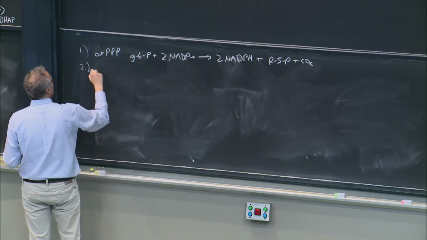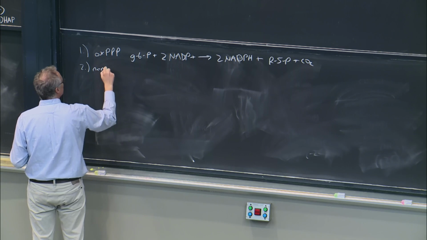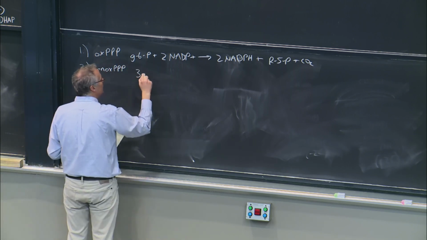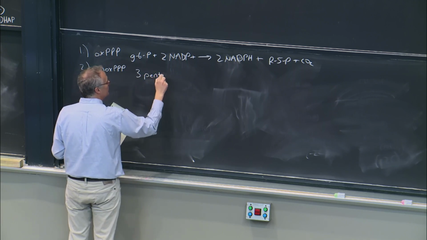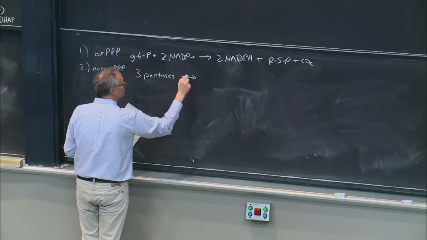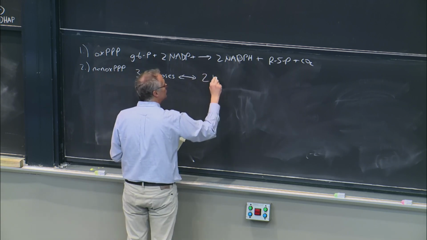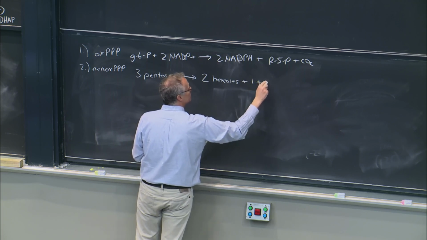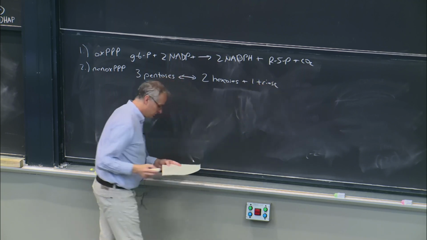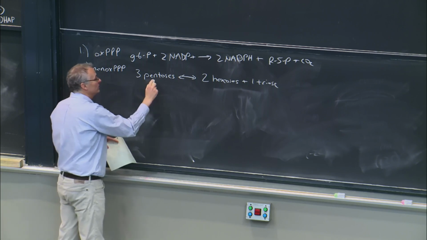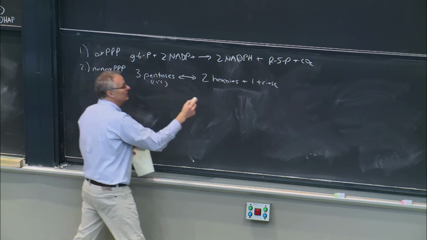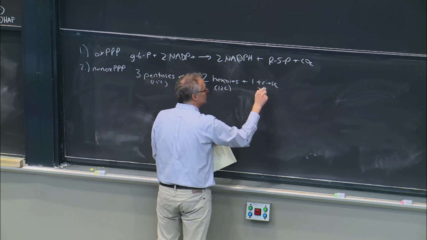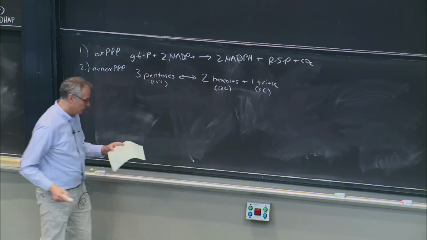And a non-oxidative PPP, which is really interconverting 3 pentoses with 2 hexoses and 1 triose, okay? So 3 times 5 is 15 carbons, 2 times 6 is 12 carbons, plus 3 carbons, 15 carbons, all right?